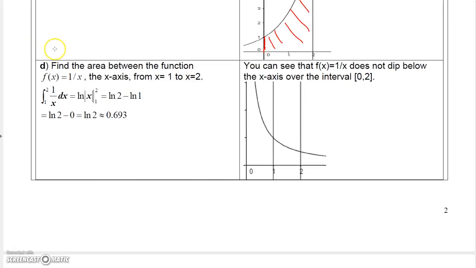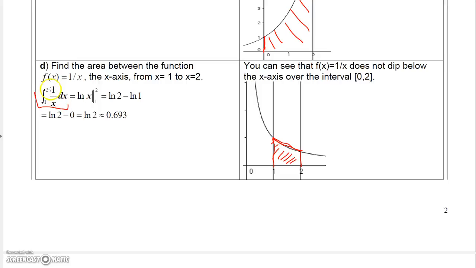Okay, another one. Let's say I want to integrate 1 over x from 1 to 2. Well, here's the function 1 over x, and here's x equal 1, and here's x equal 2. Notice that the function stays above the x-axis from 1 to 2. So therefore, I can use integrals to find the area bounded between the x-axis and this function. So I just integrate this function from 1 to 2.